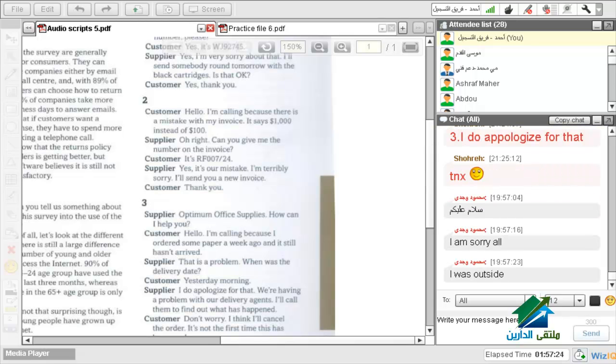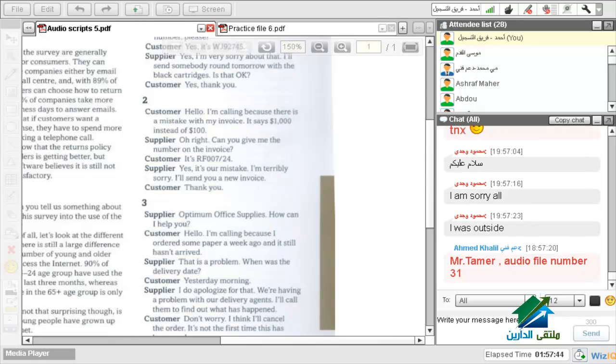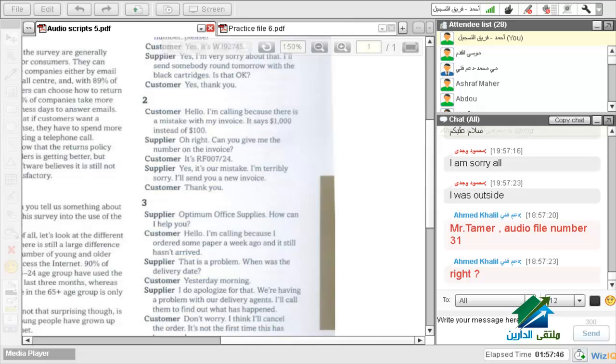Can I help you? Yes, I'm calling because you've sent me 20 color ink cartridges instead of 20 black ones. I see. Can you give me your order number, please? Yes, it's WJ92745. Yes, I'm very sorry about that. I'll send somebody round tomorrow with the black cartridges. Is that okay? Yes, thank you.